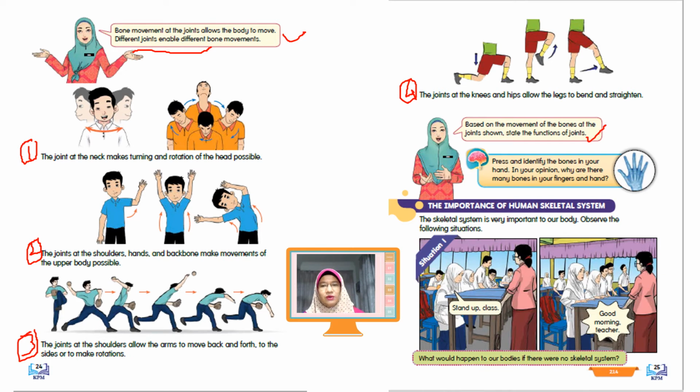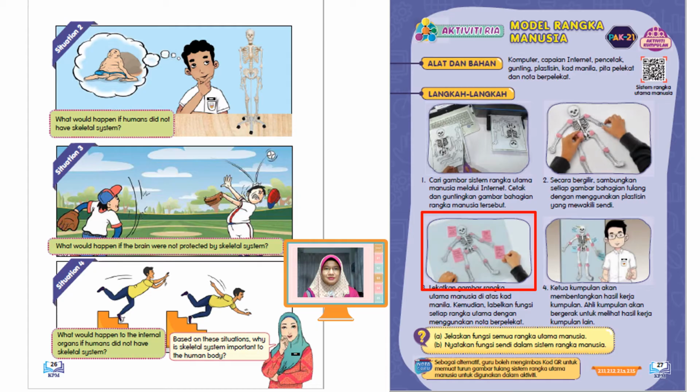Okay, we continue with the importance of the human skeletal system. The skeletal system is very important to our body. Observe the following situation. Look at situation 1. What would happen if our body had no skeletal system? We continue to situation 2. What would happen if humans did not have a skeletal system?